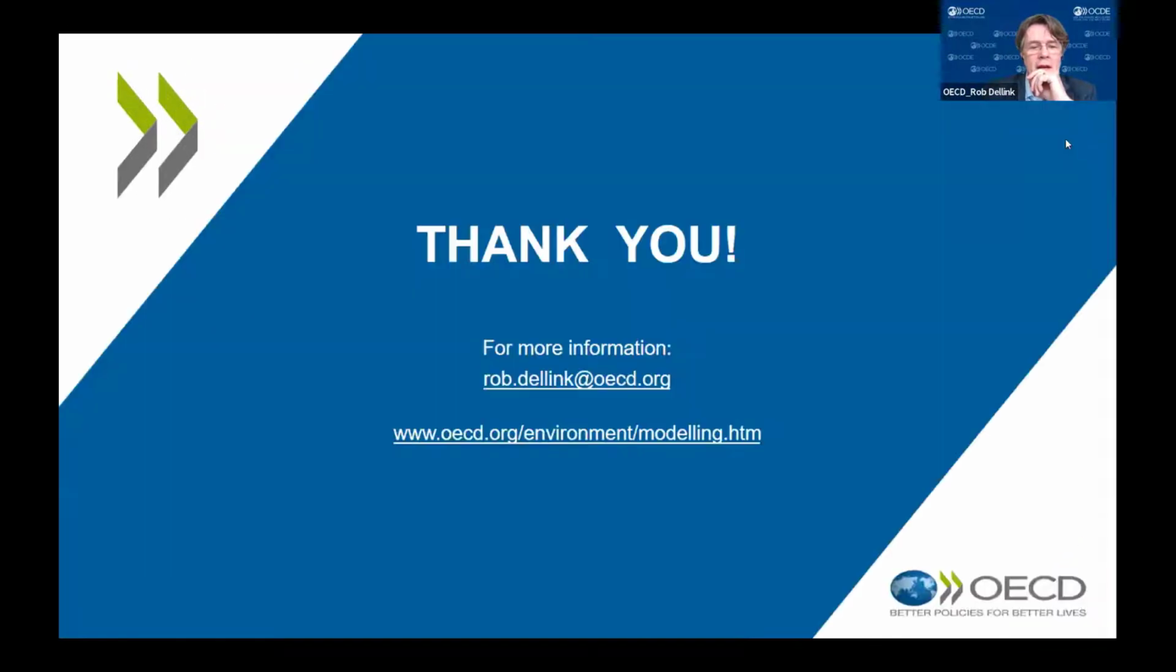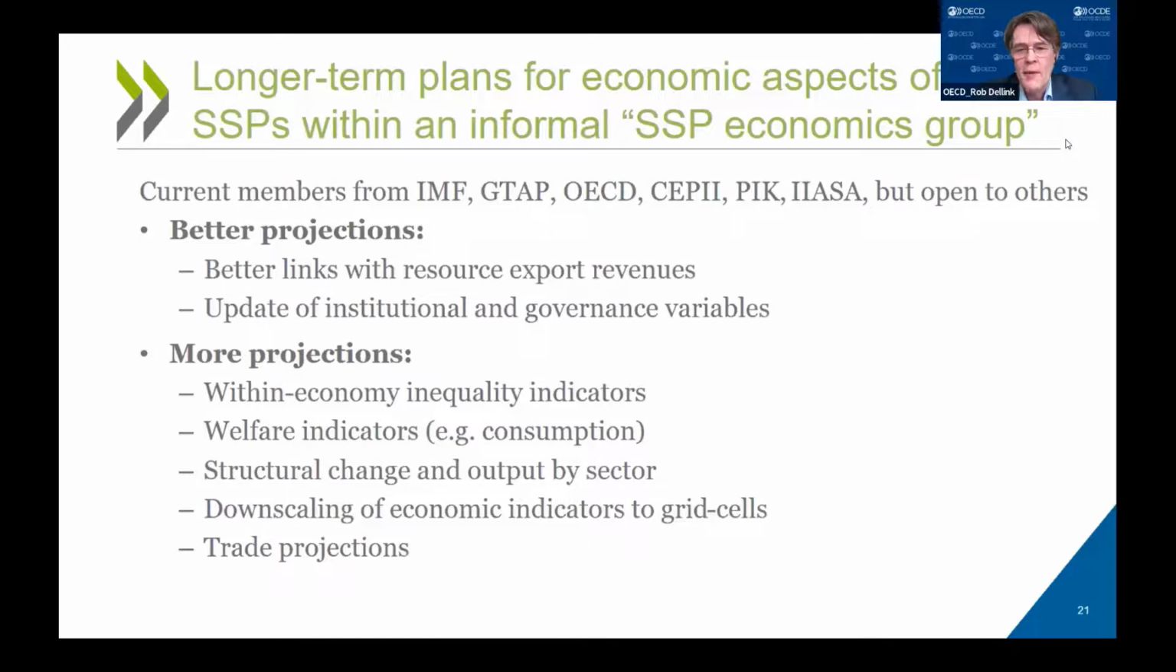And finally, just in 1 minute, we want to also keep talking to other economics groups, and we have been talking to people at IMF, GTAP Center, OECD, SEPI, PIK, IIASA, about trying to come up with a broader set of economic indicators. So the core SSPs will just be per capita GDP and GDP levels, but we want to actually come up with a wider set of indicators, looking at within country inequality, looking at welfare indicators.